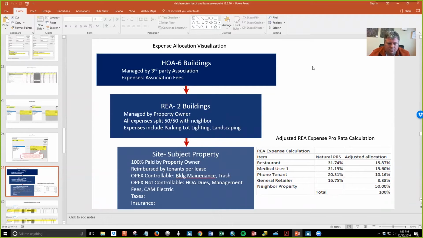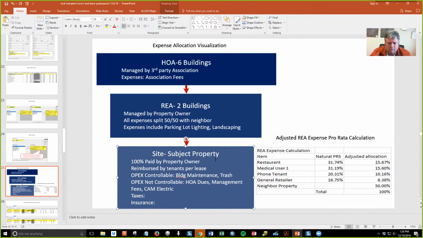All right. So then we have the site, which is our subject property, shopping center, and all the expenses are paid 100% by the property owner, reimbursed by tenants per lease. And here are the categories. Operating expenses controllable, which is the building maintenance, trash, and OPEX, not controllables: HOA dues, management fees, CAM electric, and then also taxes and insurance.